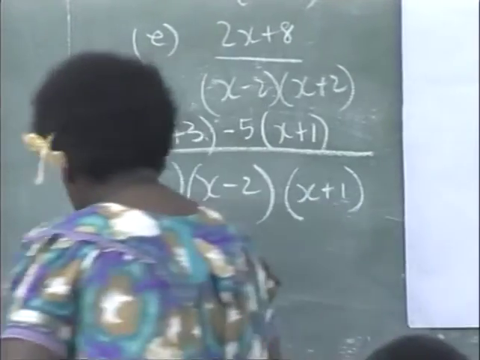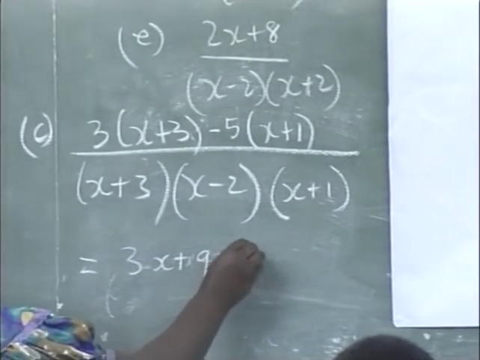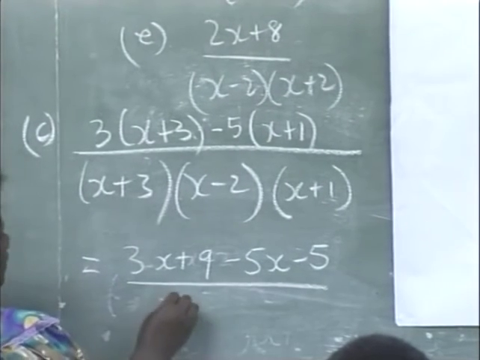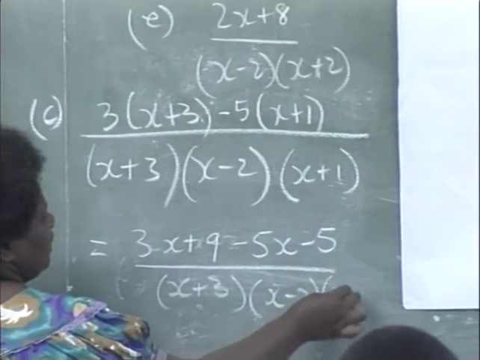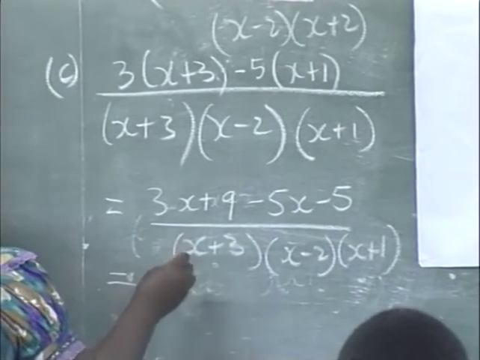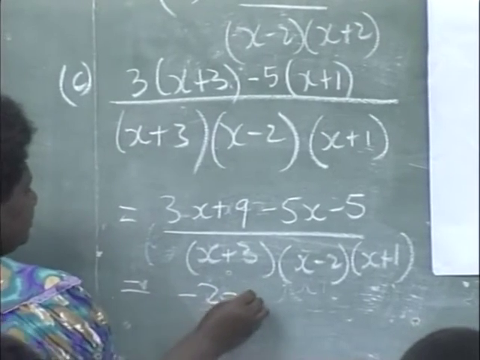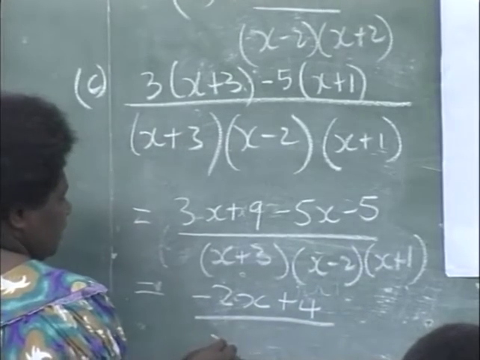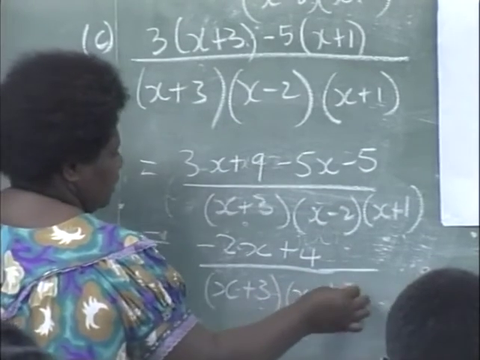Then remove the brackets. I get 3x plus 9 minus 5x minus 5 over x plus 3 times x minus 2 times x plus 1. Then I collect the like terms. 3x minus 5x is negative 2x. 9 minus 5 is 4 over x plus 3 times x minus 2 times x plus 1. You have to have a lot of patience.